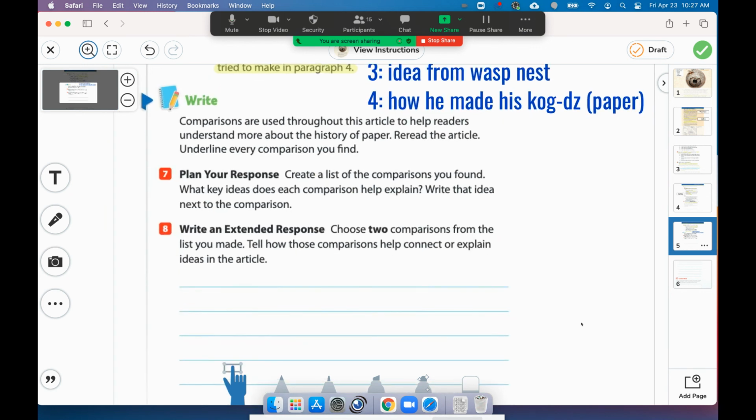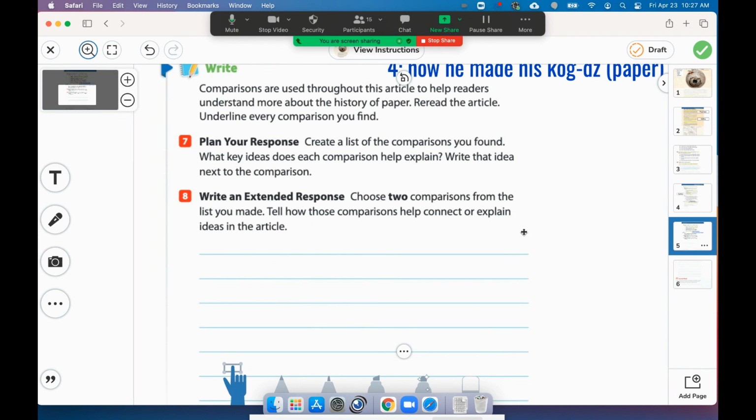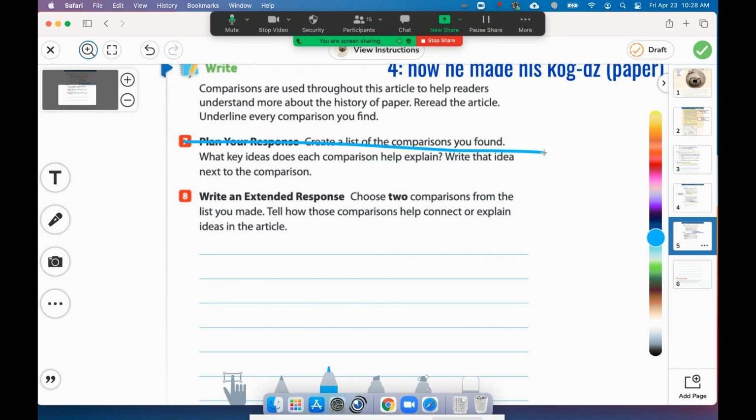Okay. Now, for our response, it says comparisons are used throughout the article to help readers understand more about the history of paper. Reread the article, underline the comparisons you find. We highlighted those comparisons already. Create a list of comparisons you found. We're not going to create the list, we're just going to go into the writing. Choose 2 comparisons from your list. Tell how those comparisons help connect or explain ideas in the article.